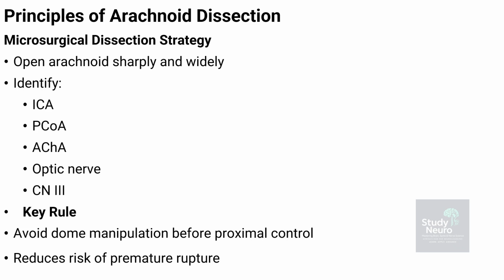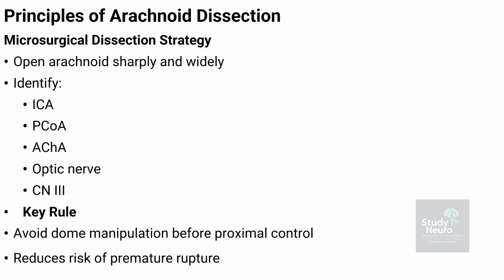Arachnoid dissection is the first real step where the surgeon enters the deep cisternal space around the carotid artery and aneurysm, and it determines how safely the rest of the procedure will proceed. This phase demands patience, no shortcuts.